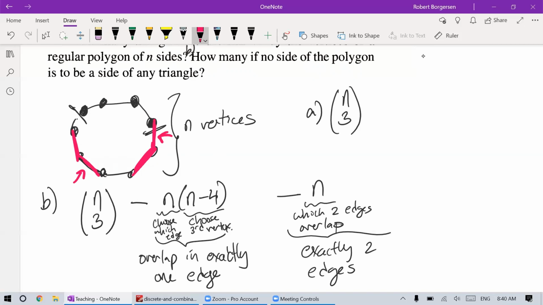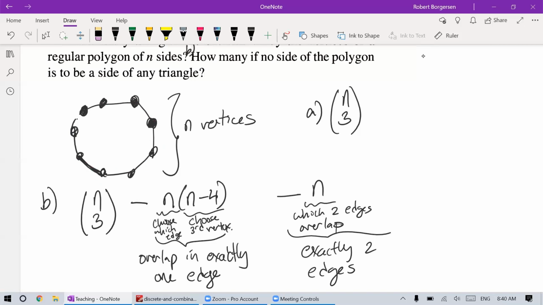Okay. So that's the point. Now, I can't overlap in 3 edges. Agreed? Is that clear? If I overlap in 3 edges, what would that look like? I mean, 1, 2, and then the 3rd edge has to complete the triangle. And so I need to go back to the triangle. So no. So that's it. That answers the question.